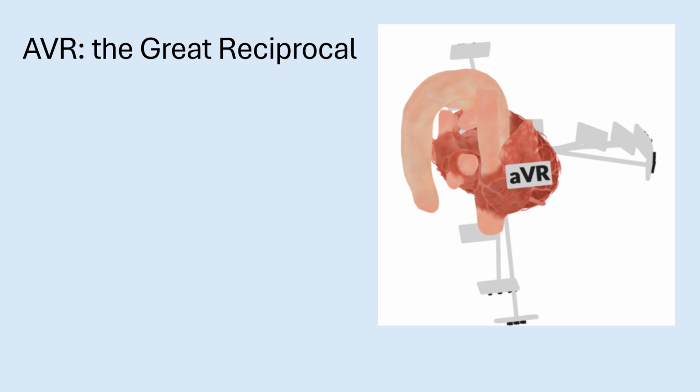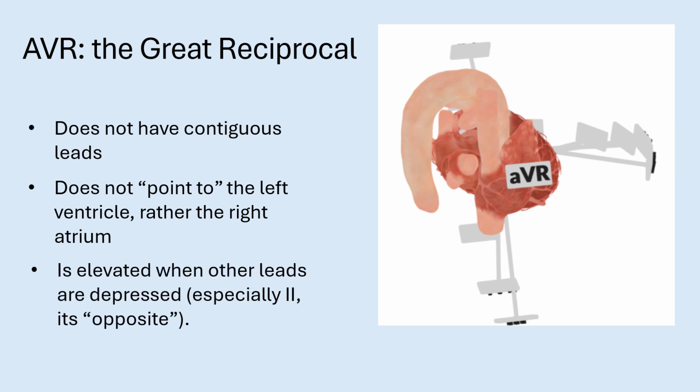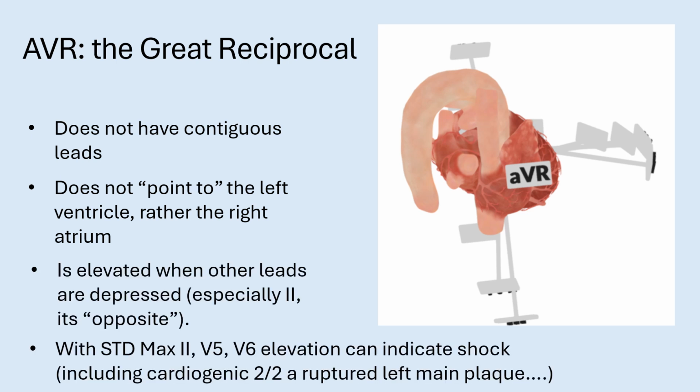Let's take a moment at this time to talk about aVR, or as I like to call it, the great reciprocal. It does not have contiguous leads, and unlike the other leads, it does not point to the left ventricle, so to speak, rather directly at the right atrium. It is elevated when other leads are depressed, especially lead 2, its opposite.